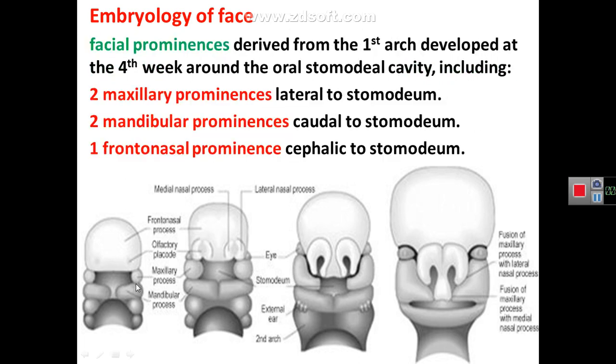You have maxillary swellings on the sides of the oral stomatal cavity, right and left maxillary swellings. And you have mandibular swellings caudal to the oral stomatal cavity. The maxillary swellings are lateral, the mandibular swellings are caudal, and both of them are bilateral, 2 each. While you have 1 swelling, called the frontonasal swelling, anterior or cephalic to the oral stomatal cavity. The oral stomatal cavity is at the center of the face. These swellings are derived from the first pharyngeal arch during the 4th week of development.